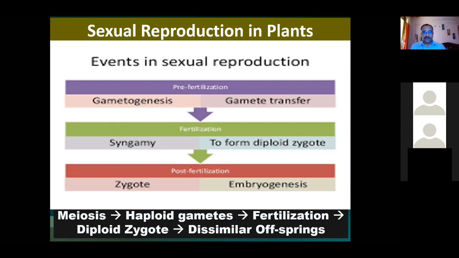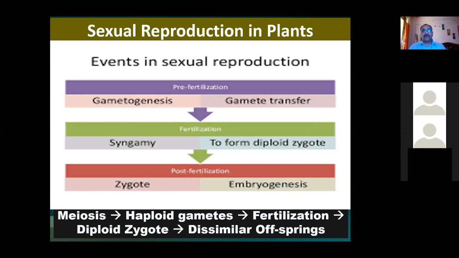Now you look at the slide below. It is written that in all sexually reproducing organisms, meiosis is a must. That will result in the formation of haploid gametes. And these haploid male and female gametes must be fertilized. When fertilization takes place, the diploid zygote is formed. And when the diploid zygote is formed, it will undergo further changes, called embryogenesis, that results in the formation of offspring which are not similar to their parents. They are dissimilar to the parents, we can say.